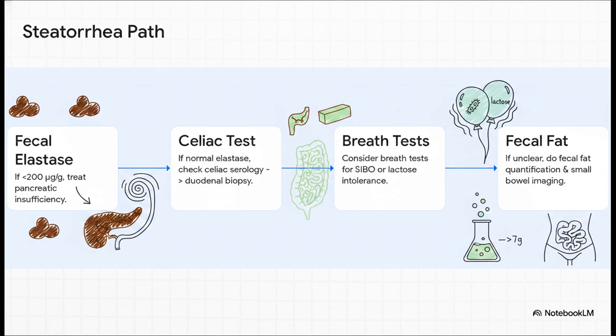But if the elastase is normal, you move down the chain. Check celiac serology, which might lead you to a duodenal biopsy. Next, consider breath tests for small intestinal bacterial overgrowth, SIBO, and lactose intolerance. If the picture is still muddy, you escalate to formal fecal fat quantification, looking for greater than 7 grams per day, and proceed to small bowel imaging to look for deeper structural issues.